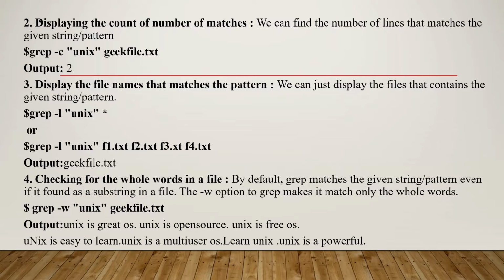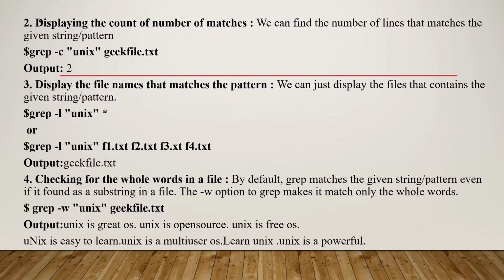Next, display the file names that match the pattern. We can display just the files that contain the given string or pattern. For that, you type grep -l, the given word, here the pattern is Unix, then the meta character star, or grep -l Unix file1.txt file2.txt file3.txt file4.txt, etc. The output after execution of this command is geekfile.txt.